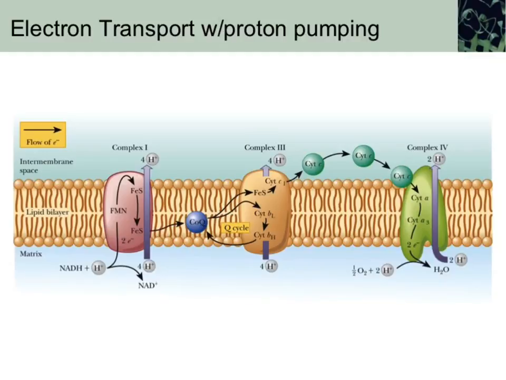Okay? Complex 1 and complex 2 both feed electrons to CoQ. CoQ can then feed further on down the line. Complex 2 cannot feed electrons to cytochrome C. It can only feed them to CoQ.